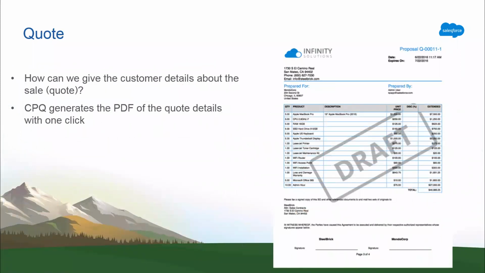The third word here is quote. Now, quote here is the way to give the customer details about the sale. It's a document like the one displayed here, okay? With all the details, and you can send it to the customer with just one click. Not only that, you can also customize it to whichever you please.